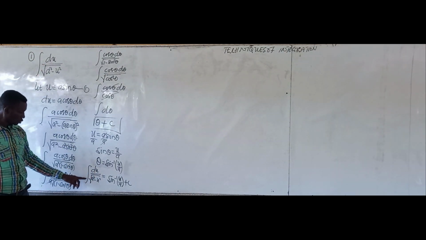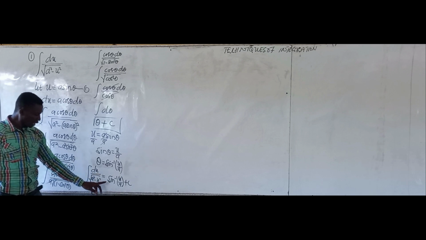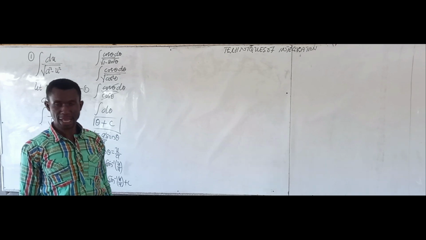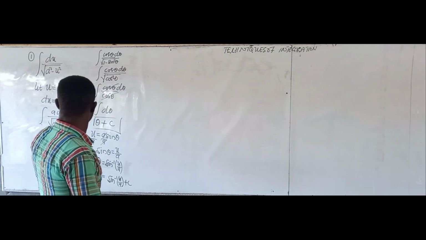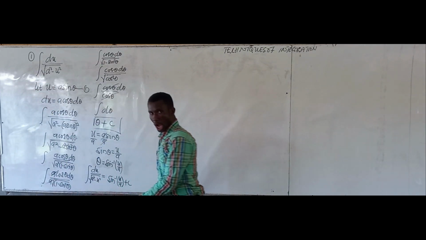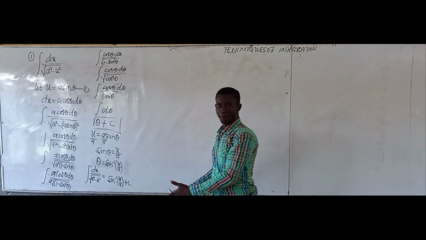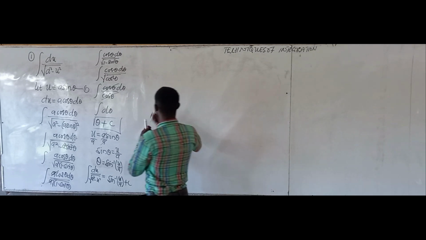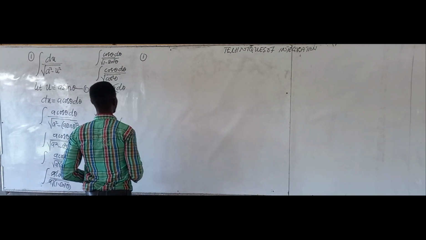Integral du all over square root of a square minus u square is equal to sine inverse of u over a plus c. That is the integration of this. So for integration of this nature, this is how you go. I will give an example on that. But let me go to a different technique of integration. Another technique, number 2.